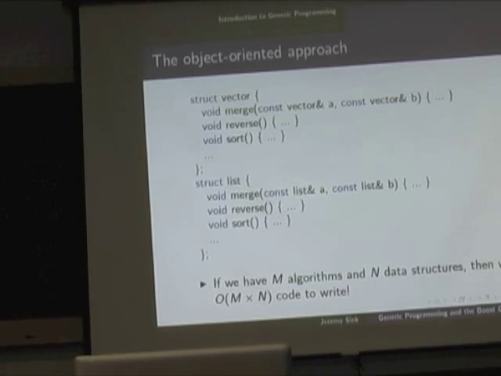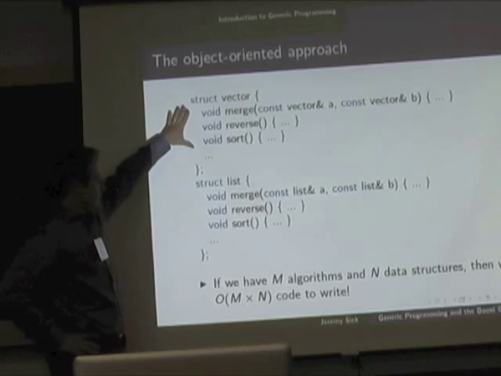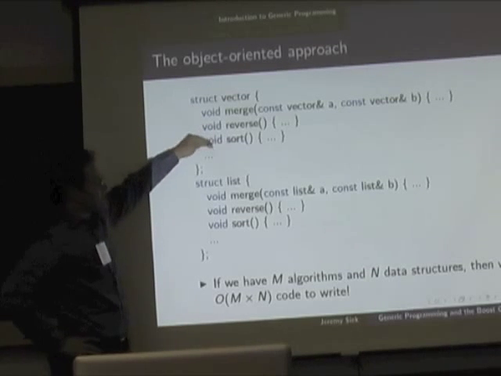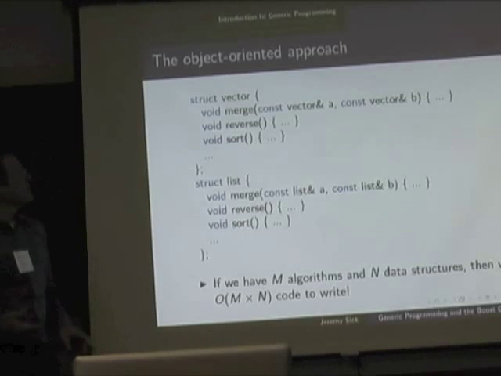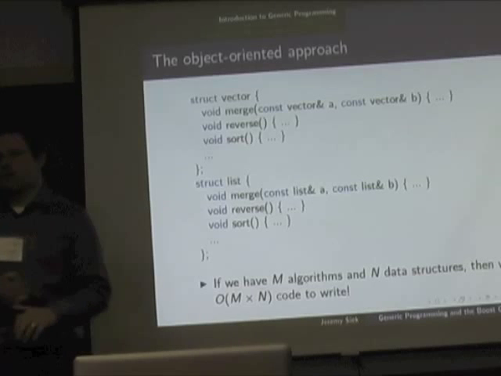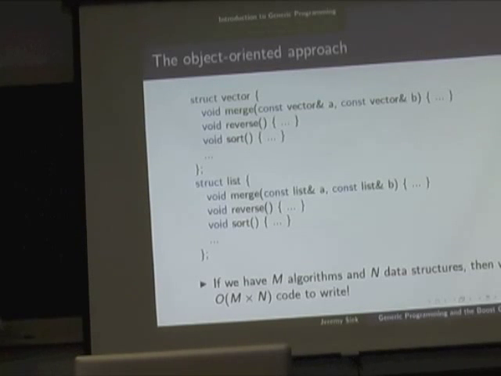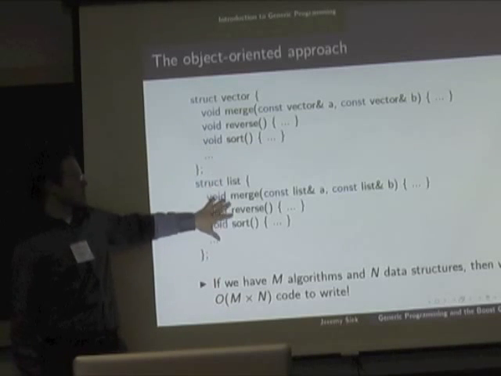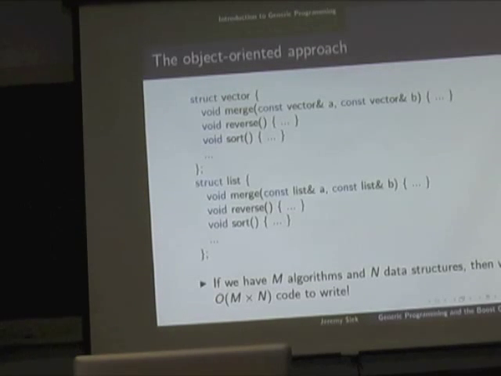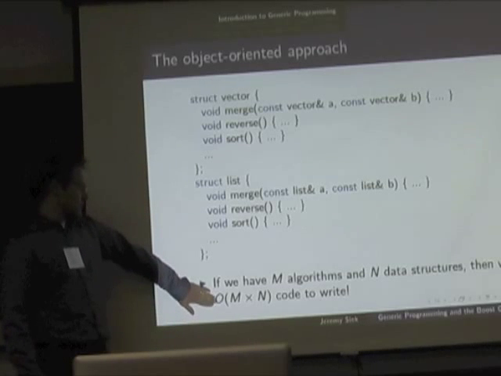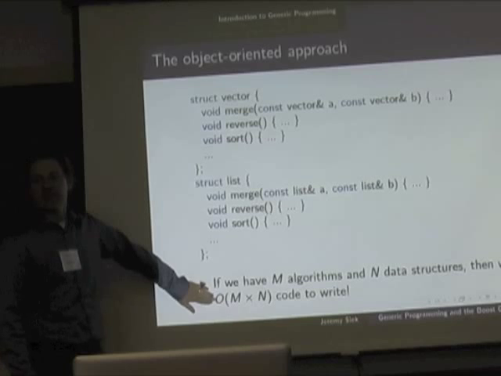And when you do it this way, let's say we have M algorithms that we care about. Suppose we have N data structures, right? So vector, list, maybe singly linked, doubly linked, you've got your hash tables, you've got your red black trees, all that good stuff. When you think about the amount of code that you have to write to implement all this stuff, it's M times N, right? It's a huge amount of code to support all of that functionality. And so how can we, in some sense, generic programming is all about reducing this code to something more manageable.